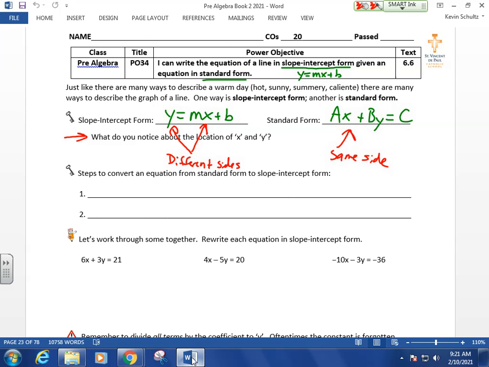Okay? So at the heart of what we're doing today, converting from standard form to slope-intercept form, we essentially want to get y by itself. We want to move that x term over to the other side, and then isolate the y variable, because that's what's unique about slope-intercept form. Y is by itself. So the two steps to convert from standard form to slope-intercept form. Step number one, we're going to move the x term to the other side using opposite operations.